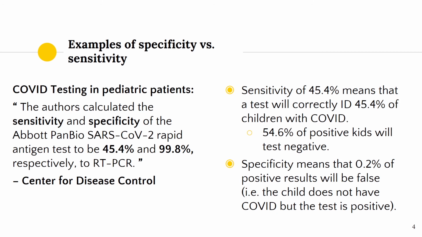So not great at detecting positive kids, but very high specificity. Only 0.2% of the time will we get a false positive, commit a type 1 error, because there's only a 0.2% chance that the child is actually negative when the test reads positive. And that very high specificity means that if you test positive from this test, it's very likely that you do have COVID, but it's not guaranteed because more than half the time, positive children will not test positive on this test.